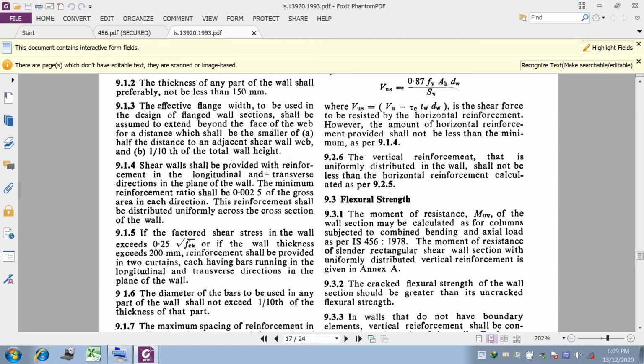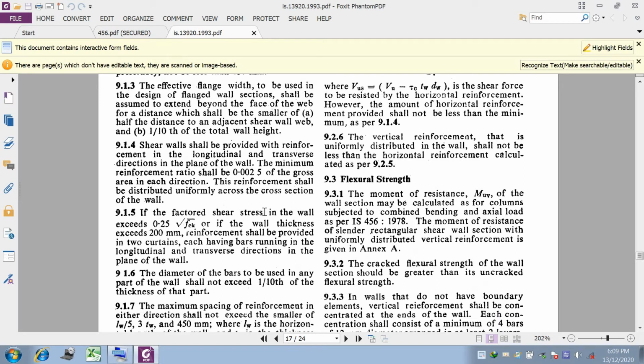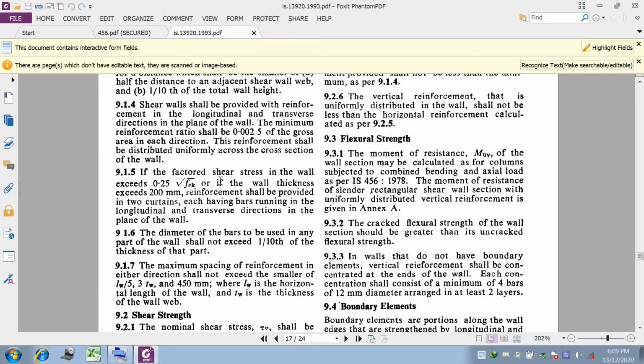Then the shear wall shall be provided with reinforcement in the longitudinal as well as the transverse direction in the plane of the wall, and the minimum reinforcement ratio shall be 0.0025 of the gross area in each direction. This reinforcement shall be distributed uniformly across the cross section of the wall. Then if the factored shear stress in the wall exceeds 0.25 root fck, which is the standard criterion, or if the wall thickness exceeds 200 mm, then the reinforcement shall be provided in 2 curtains, each having bars running in the longitudinal as well as the transverse direction.